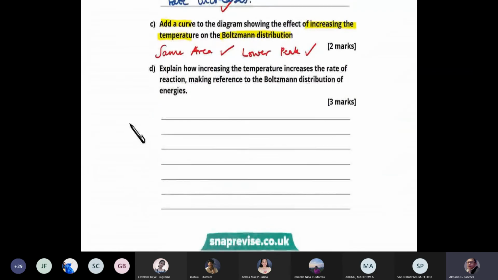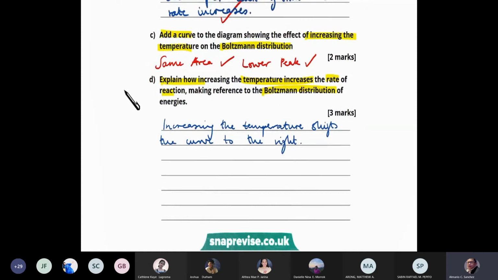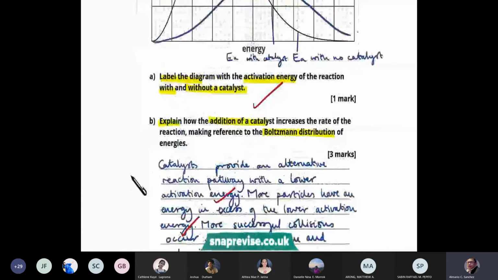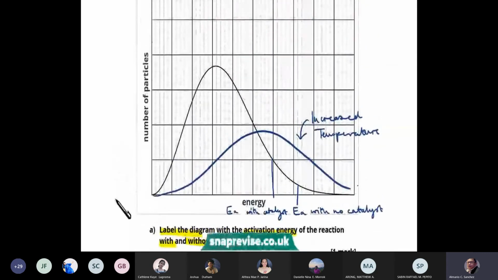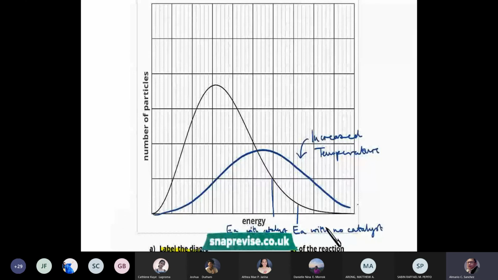Moving on to part D, we're asked to explain how increasing the temperature increases the rate of reaction, again making reference to the Boltzmann distribution of energies. Well, we know that increasing the temperature shifts the curve to the right, as we showed above. If we take a look at our curve that we've drawn, we can see exactly what impact that has. So here we have our curve that we've just drawn showing the increased temperature.